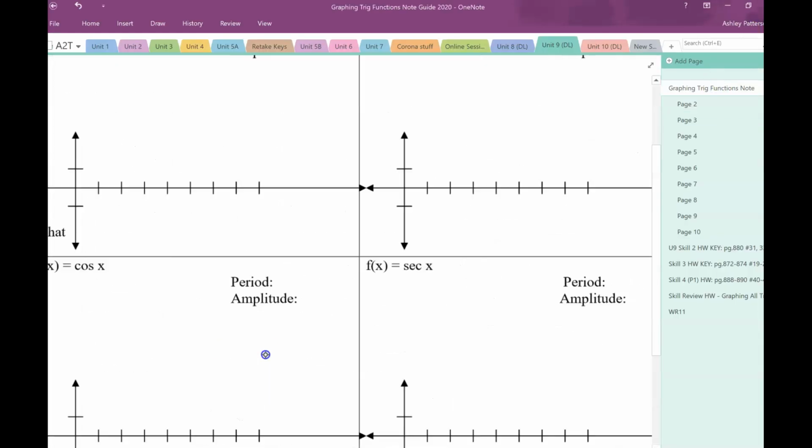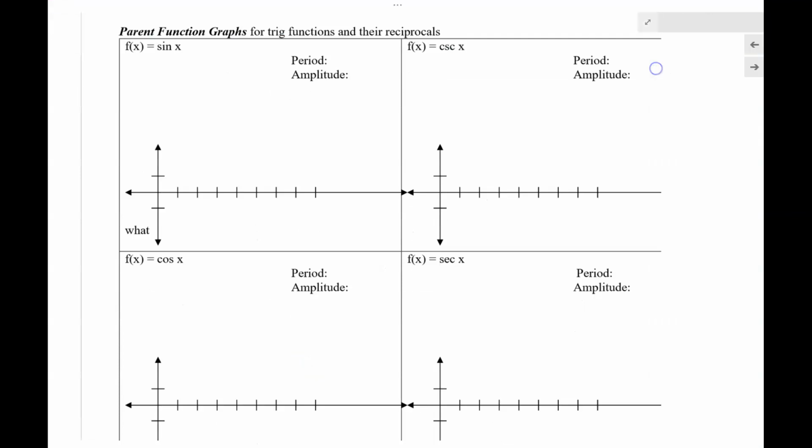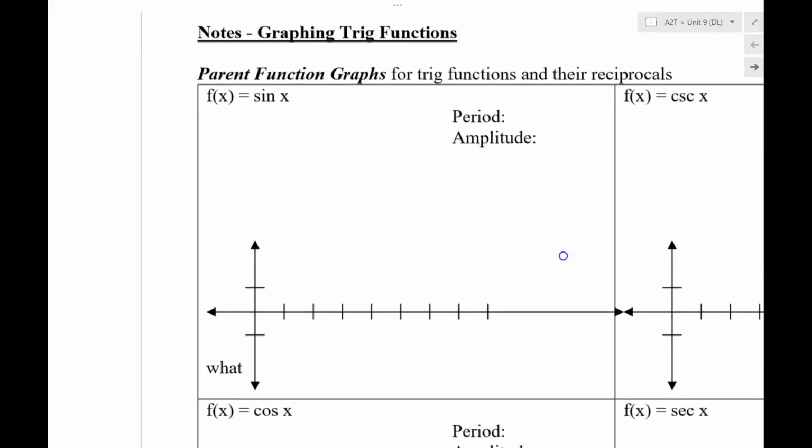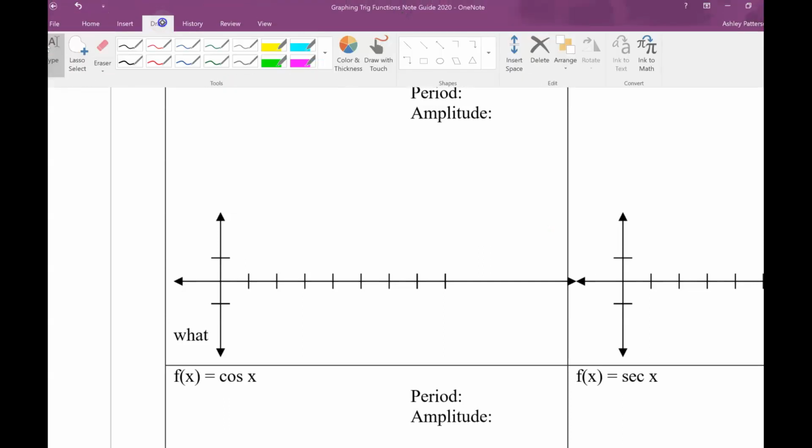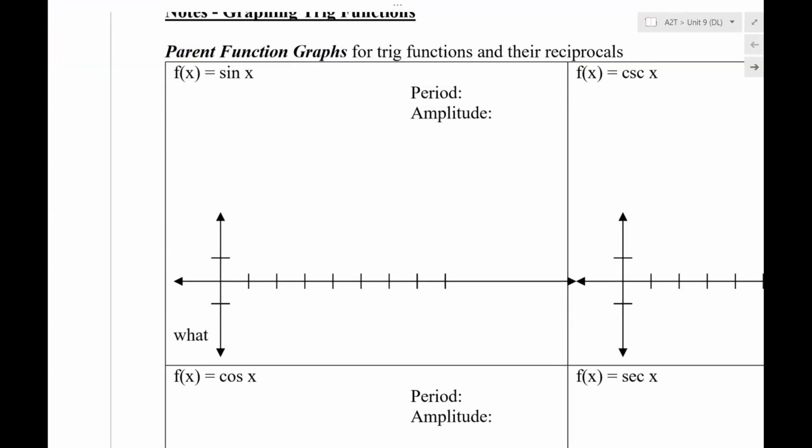First, our parent function. So go to that first page for me, if you will. And we're going to graph sine. Okay, so I'm going to do my sine functions in blue. Cosine will be in green. Okay, so we know that the sine period is 2 pi. Because I already told you that. And the amplitude for sine in the parent function form is 1. Because it goes up to 1 and it goes down to -1.